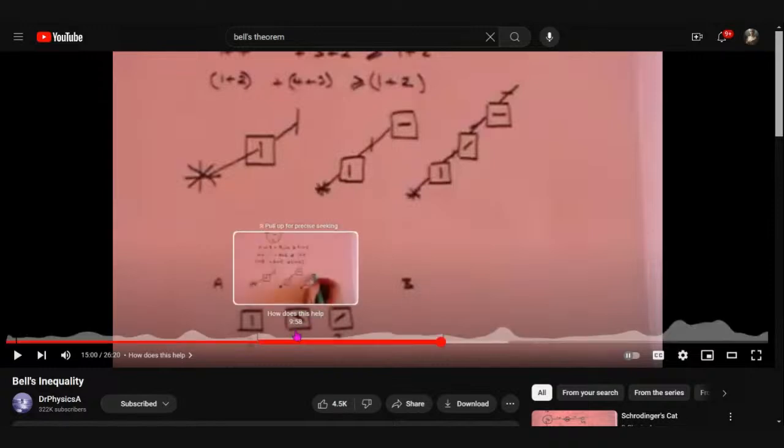So in order to test it, you have to start with light that you know exactly how it's polarized. So let's say it's purely up and down. And then you have to run a bunch of tests. And Alice and Bob should use the same filter, and they will always get the same result.